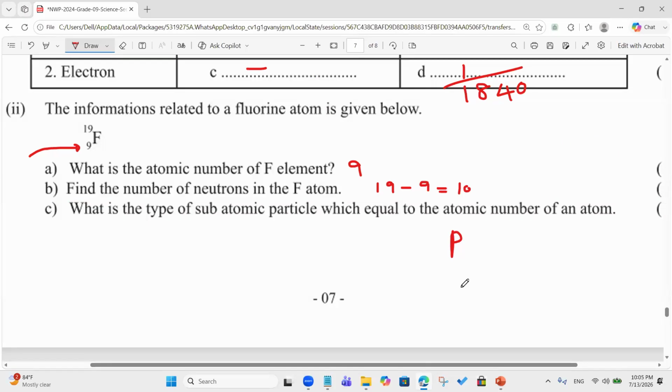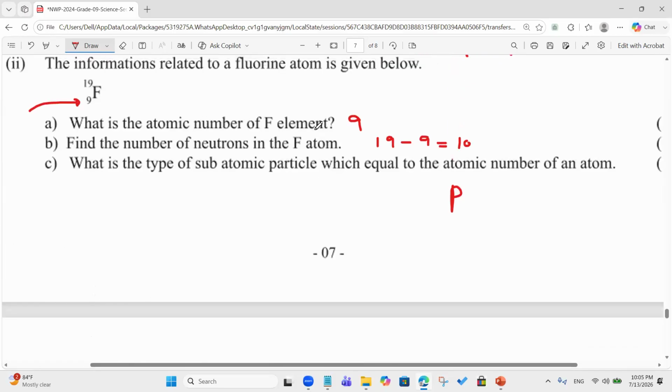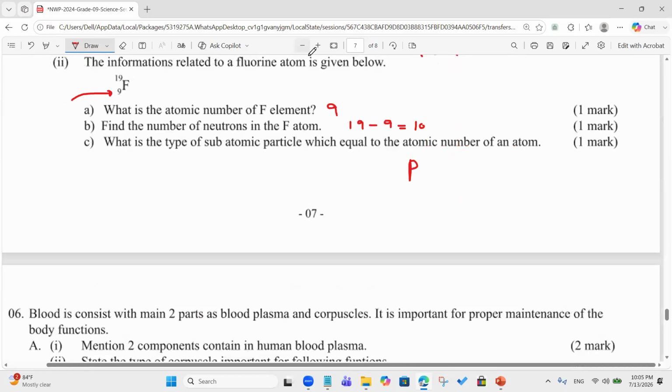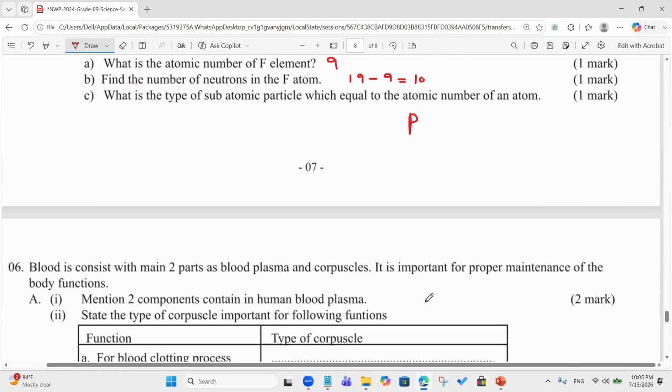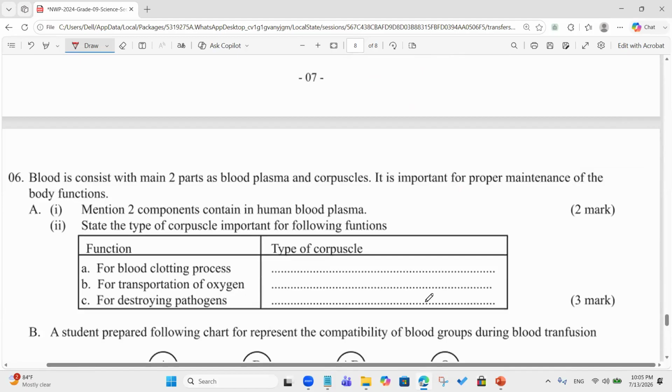Okay, then we answered that one also, right? Done. This is question number 5, right? See how many answers you got correctly. How many marks are there? So we are moving to question number 6.